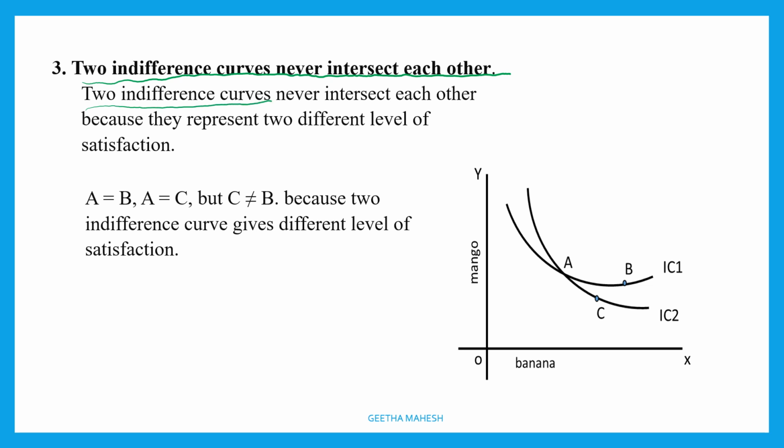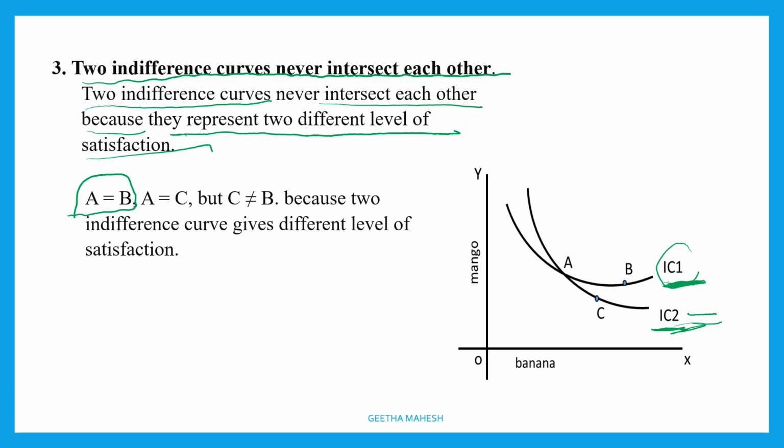Two indifference curves never intersect each other because they represent different levels of satisfaction. See, IC1 gives one level of satisfaction and IC2 gives another level of satisfaction. That means different levels of satisfaction. So you cannot merge or intersect both IC1 and IC2, as they represent different levels of satisfaction. We know that A and B lie on the same indifference curve.